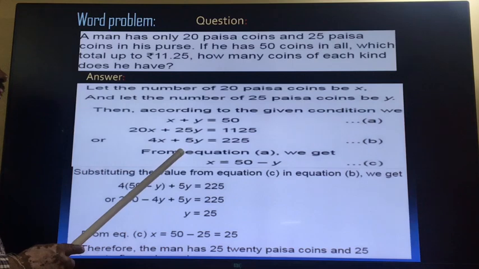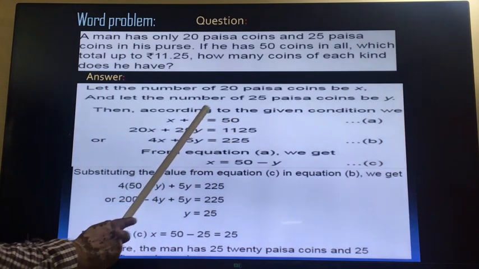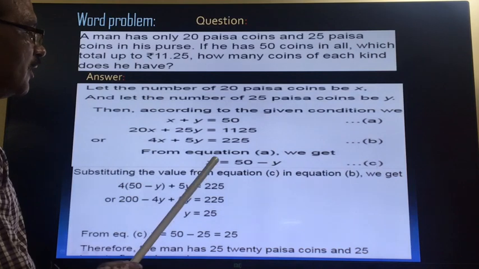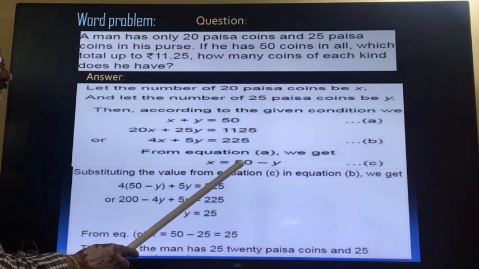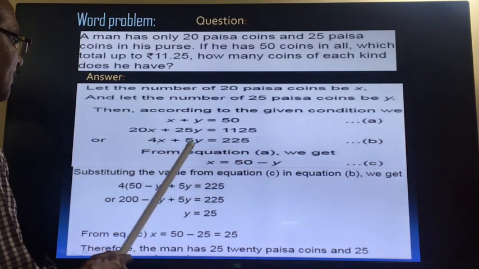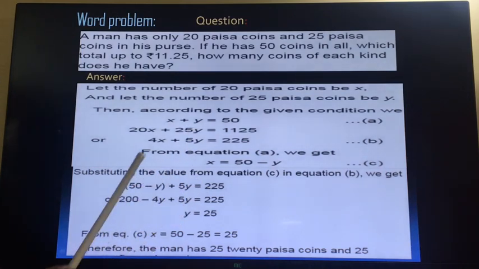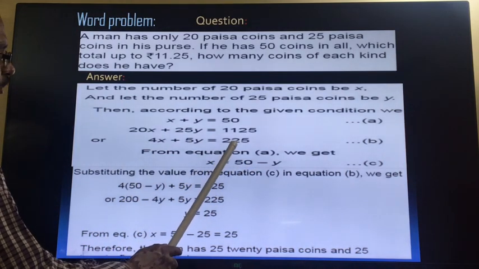Now to solve it by substitution method, we will find the value of x from the first equation. So x is equal to 50 minus y, y will go to the other side. So give the number to this equation C. Now we got the value of x in terms of y. Now this value of x we will put in the second equation. Second equation is 4x plus 5y is equal to 225. So 4 into x, in place of x we are writing 50 minus y, plus 5y is equal to 225.